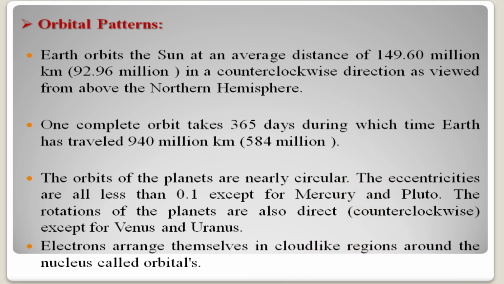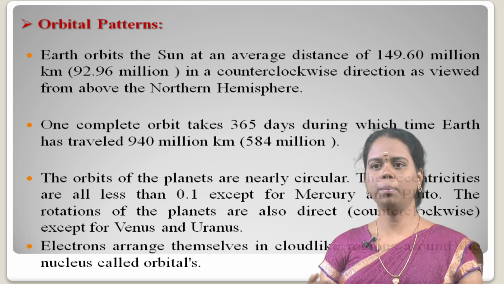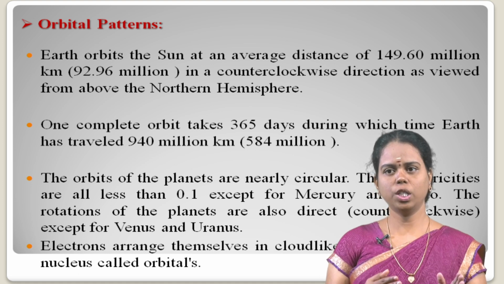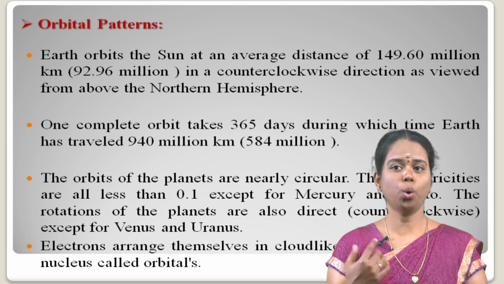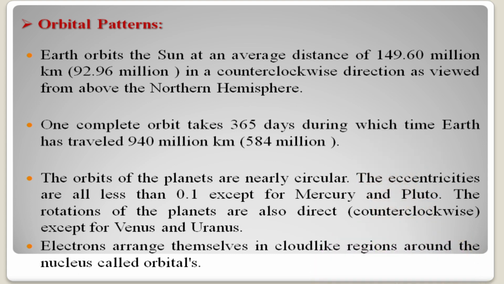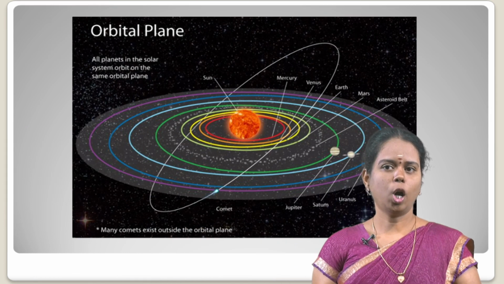The orbits of the planets are nearly circular. The eccentricities are all less than 0.1 except for Mercury and Pluto. The rotations of the planets are also directed counterclockwise except for Venus, which is slowly retrograde, and Uranus, which is almost rolling around its orbit. Electrons arrange themselves in cloud-like regions around the nucleus called orbitals. This image is called the orbital plane.